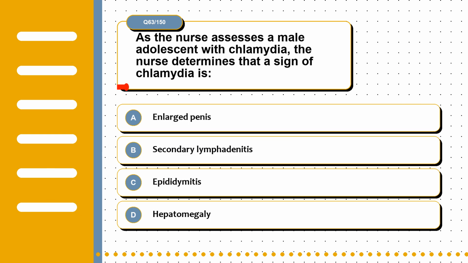Question 63. As the nurse assesses a male adolescent with chlamydia, the nurse determines that a sign of chlamydia is. Here are the options. Option A, enlarged penis. Option B, secondary lymphadenitis. Option C, epididymitis. Option D, hepatomegaly.